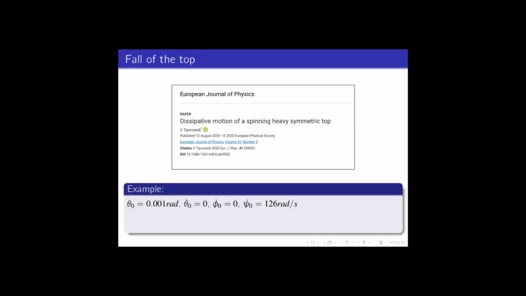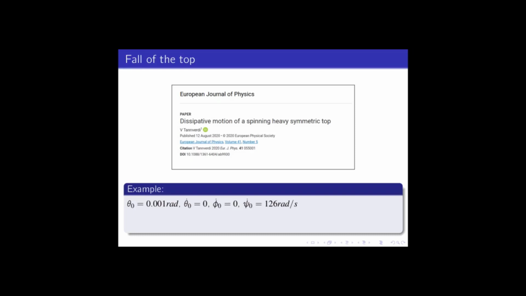We will consider a heavy symmetric top that is used for an experiment in previous work and studied numerically in this work. You can find links for mentioned papers in the explanations of the video. We will choose initial values as theta 0 equal to 0.001 radian, theta dot equal to 0, phi dot equal to 0, and psi dot equal to 126 radian per second. This corresponds to a situation that a spinning top is set into motion with a small inclination.